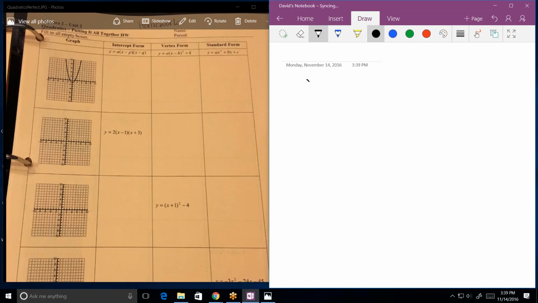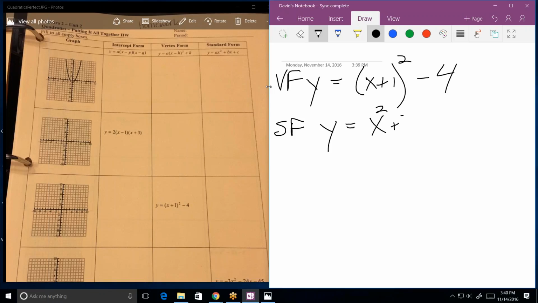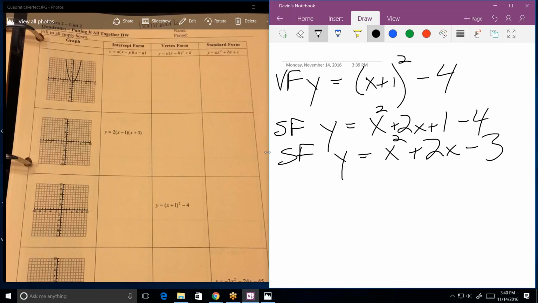Let's do 3. And here they're giving it to us in vertex format. So let's see if we can solve for the other 2. Once again, the easiest one is standard format. Just multiply out the... So that's x squared plus 2x plus 1 minus 4. So that's x squared plus 2x minus 3. Now, this one's a little trickier, getting it into intercept format. Just factor it out. So y equals... Oh, you're right. I didn't realize it factored perfectly. x minus 1 times x plus 3.